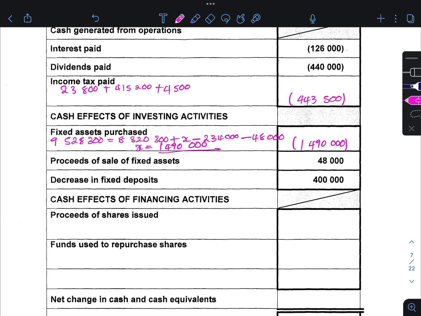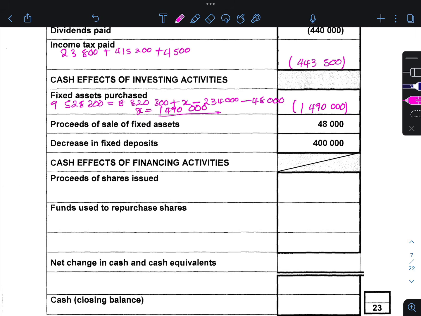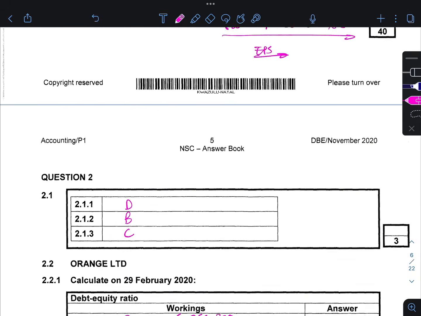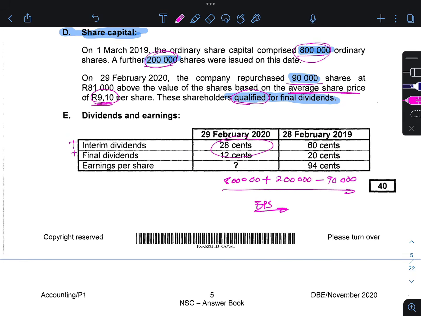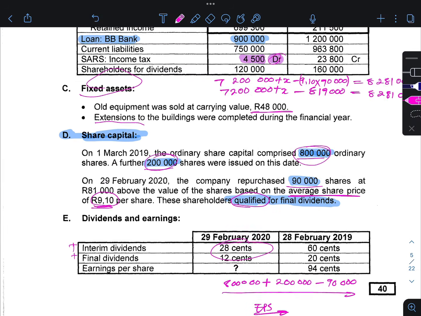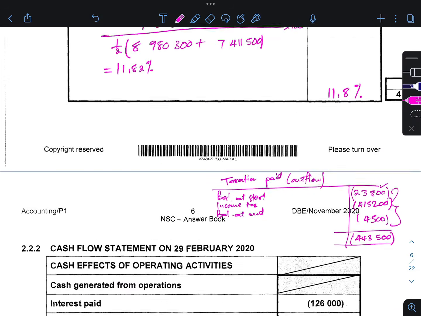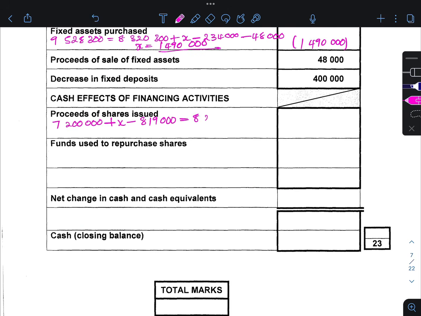Okay, proceeds. So it's proceeds of shares issued. Remember that we had your 7,200,000 minus your X. It's a plus X minus 819,000 being equal to, what's that final amount? I'm not seeing it. Okay, it's 8281. Right, it's 8281. Now we can simply solve for X.